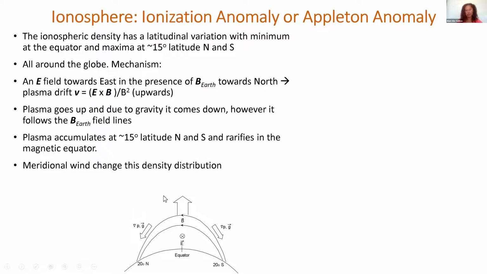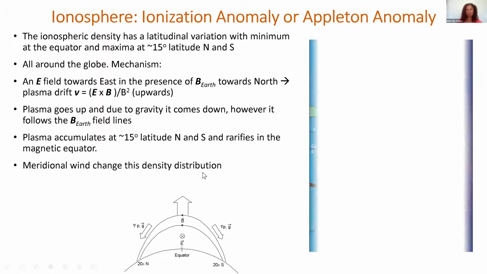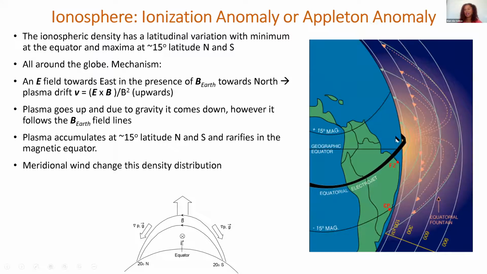And then after the accumulation reaches a certain intensity, there are meridional winds that change the density distribution as well. So it looks like this. So here's the magnetic equator, and we also have the equatorial electrojet represented here. The plasma flows upwards and it moves down following the field lines, and more or less around 15 degrees. It varies a little. Many factors change the location, but 15 degrees magnetic latitude, that's an important thing to have in mind. We have this higher density in the ionospheric plasma.